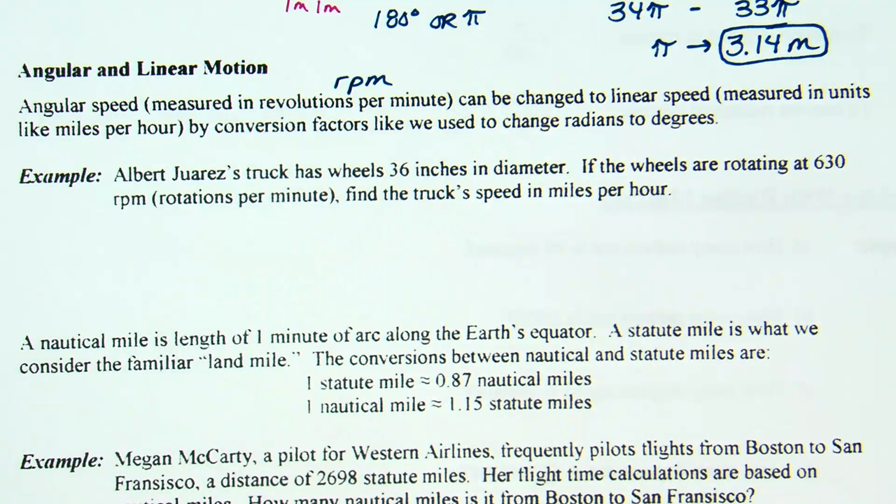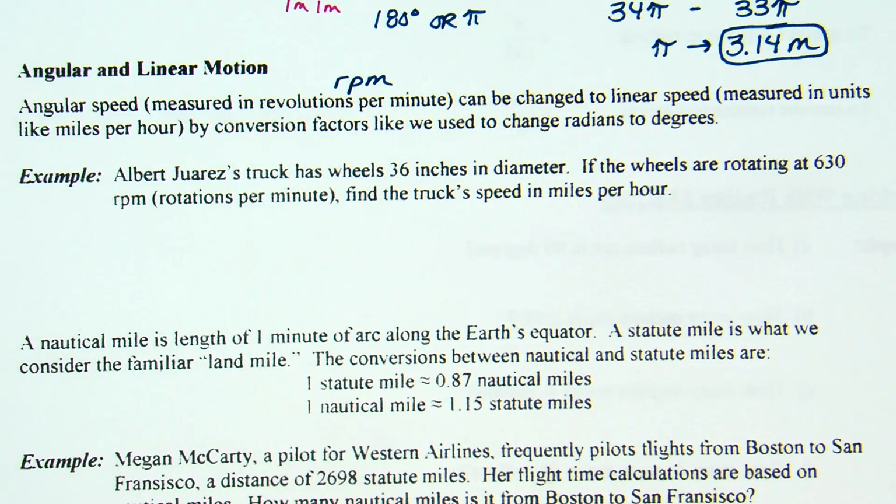So, looking at our example. Albert's truck has wheels 36 inches in diameter. If the wheels are rotating at 630 RPMs, rotations per minute, find the truck's speed in miles per hour. Okay? So, we've got some conversions to do here.